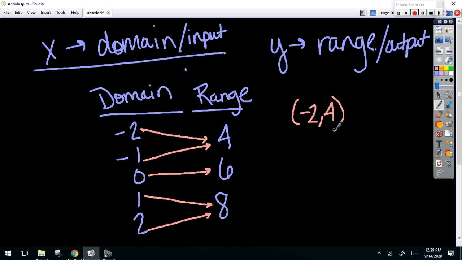Give me another one. Zero, six. -1, 4. I heard 0, 6. 1, 8.